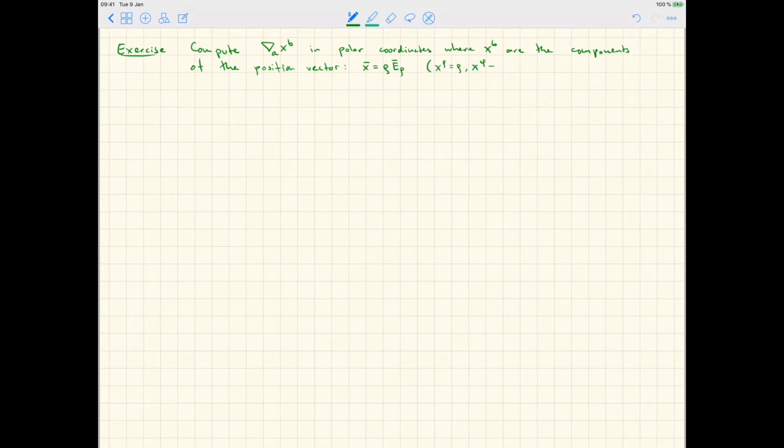For this exercise, let us compute ∇_a x^b in polar coordinates, where x^b are the components of the position vector. Note that in polar coordinates, the position vector is given by ρ times e_ρ, which means that x^ρ is equal to ρ and x^φ is equal to 0.